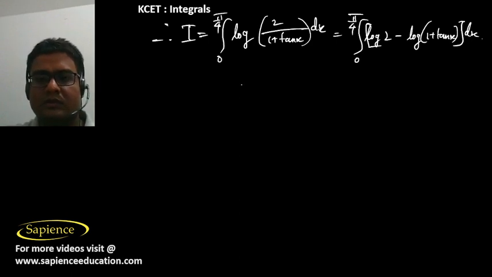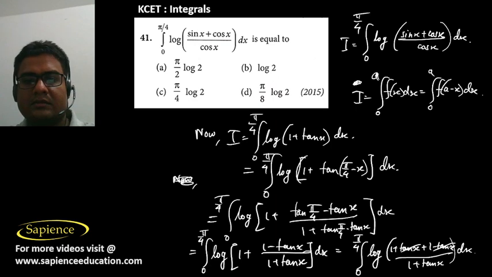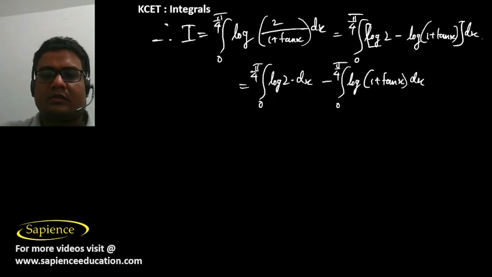Now this we can write as integral 0 to pi by 4 of log 2 dx, minus, again, integral 0 to pi by 4 of log of 1 plus tan x dx. So this is nothing but I again. This is I, so therefore this is equal to I. So this one is also I.